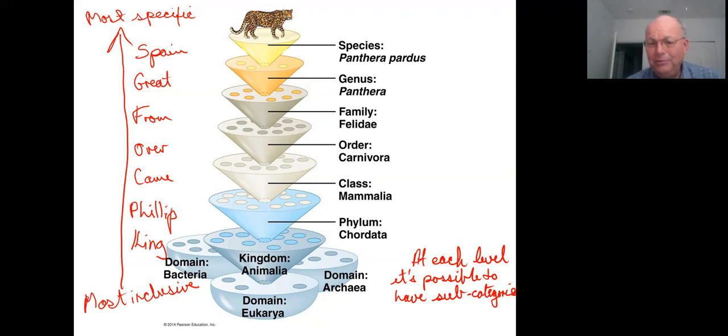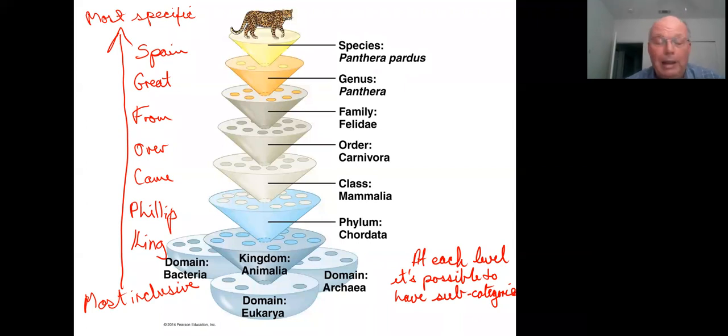But of course, the three domains are a more modern derivation. Those have been around only for about 15 years, firmly accepted. And so we don't really have a way of including them into the sentence structure. But you can see that the first letters of each word in the sentence reflect the particular taxonomic category. So king for kingdom, Philip for phylum, came for class, Spain for species. There are a number of different ones out there, but they're very similar. If you have a different one that works for you, fine.